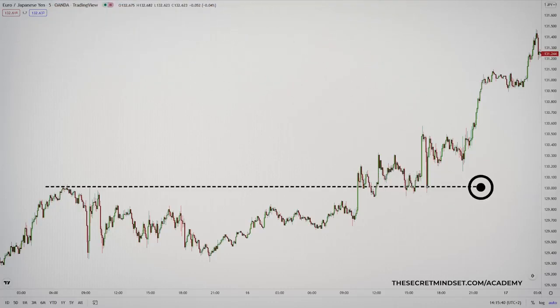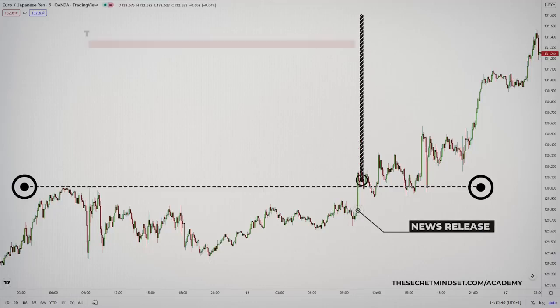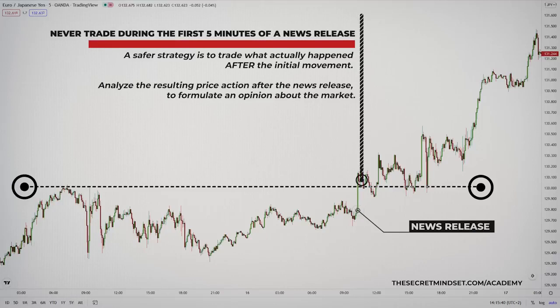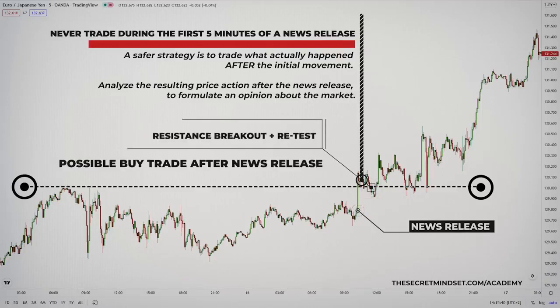If you want to take a trade, you may not get in soon enough into a profitable position, and you'll end up chasing price. Nowadays, I never trade during the first 5 minutes of a news release. Instead of trading what I think will happen or should happen when I see the numbers, I'm trading what actually happened after the initial movement. I analyze the resulting price action after the news release. It's a more conservative approach, but you'll protect your account from the fast and volatile movements.